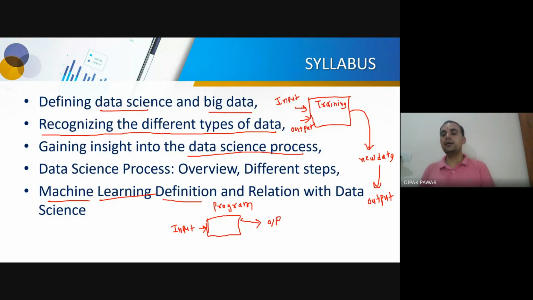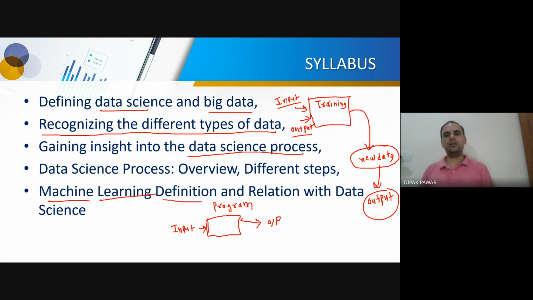Basically, by using that training or by implementing a certain algorithm, we are trying to identify the relation between input and output. After getting the relation between input and output, we provide a new input so that we'll get some output. This is what is seen in the data science part, or machine learning.